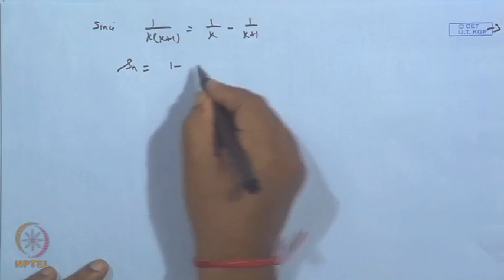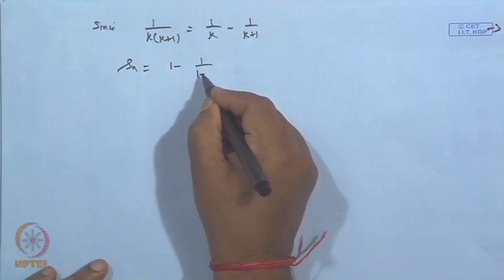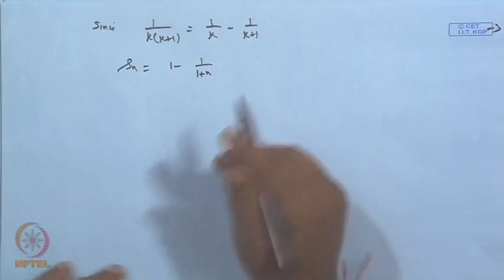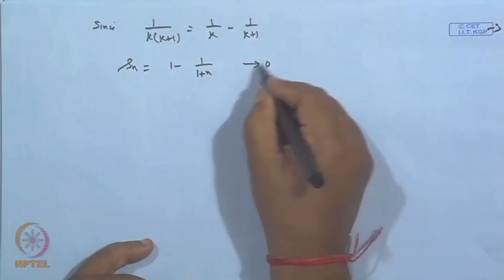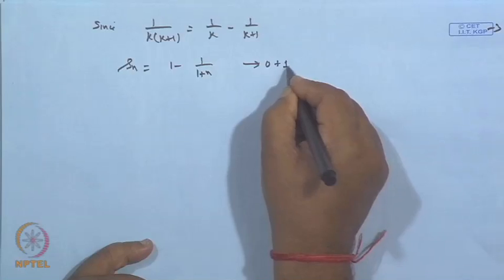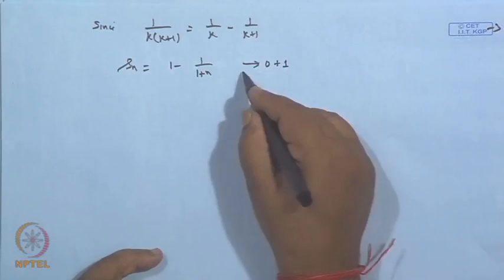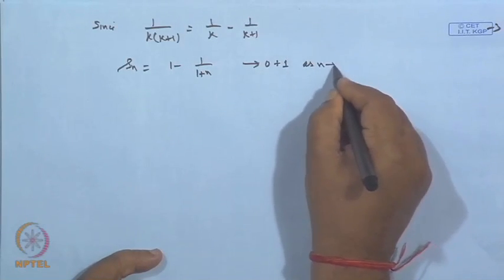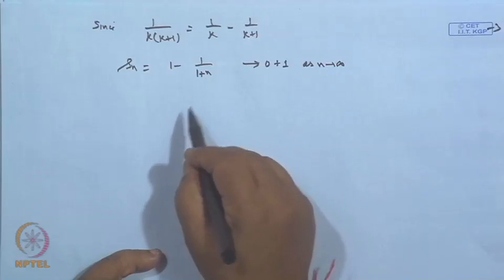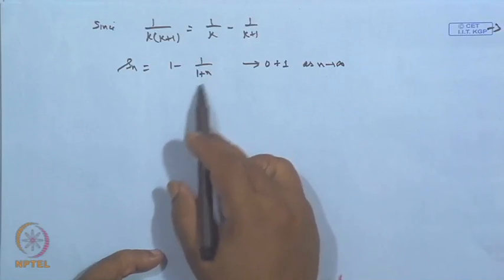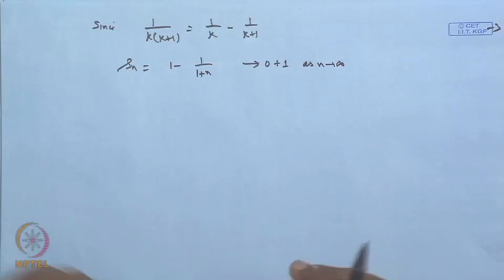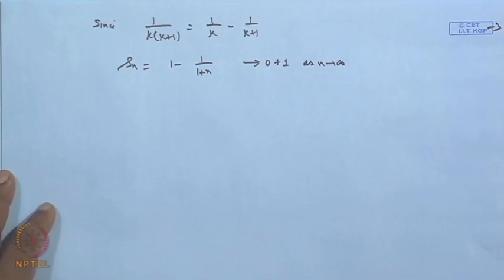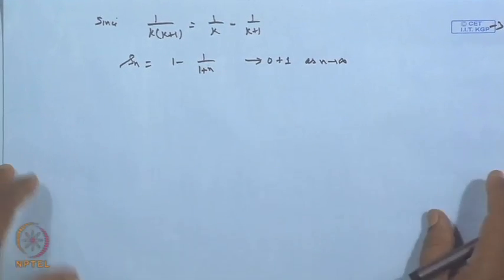So S n becomes 1 minus 1 over n plus 1. Now, as n tends to infinity, this term goes to 0 and so S n goes to 1 minus 0, that is 1. So the limit exists and is equal to 1. This way we can identify that. So these are a few examples.